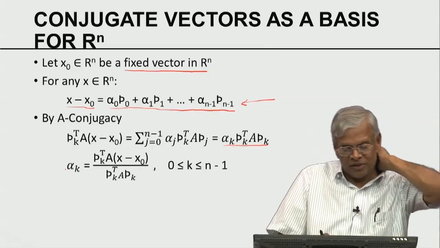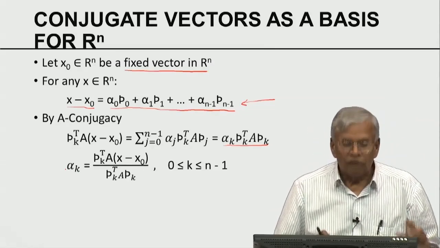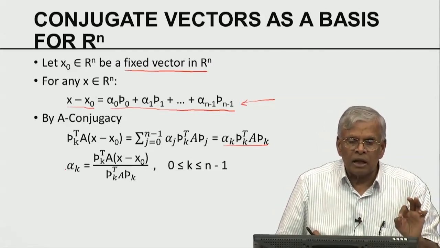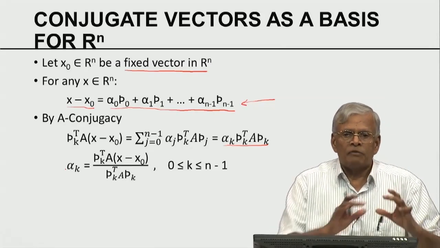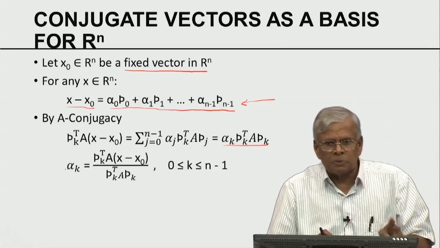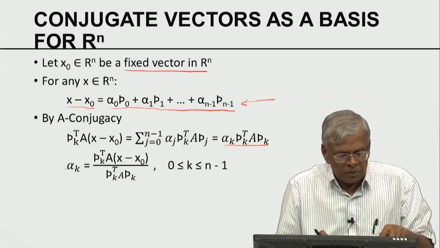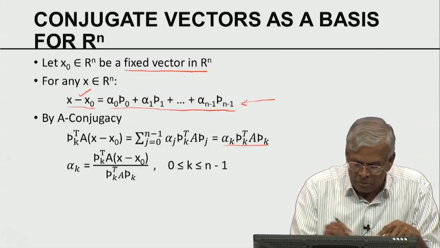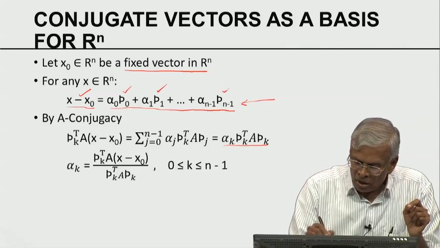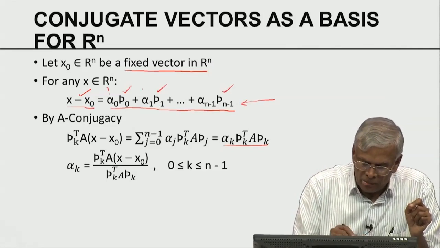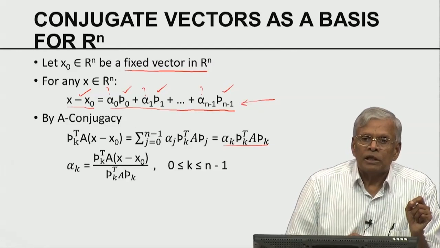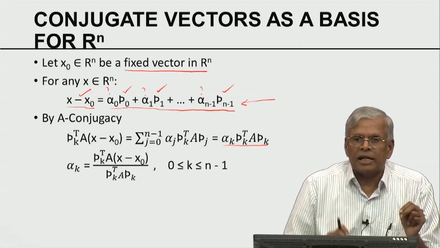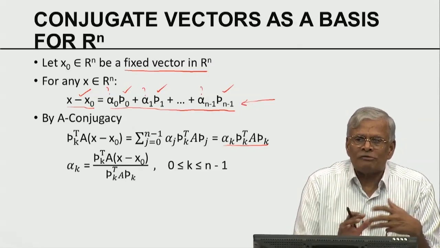So let us see what we have accomplished. We are given p k, so we know p naught, p 1, p 2 up to p k. We are given x naught, and x minus x naught is given. So I am trying to express x minus x naught, a known vector, as a linear combination of p's. The p's are known. The only things that are not known are the alphas. So the whole question is this: if the p's are linearly independent, I should be able to express any arbitrary vector as a linear combination. So the problem reduces to one of finding the alphas.